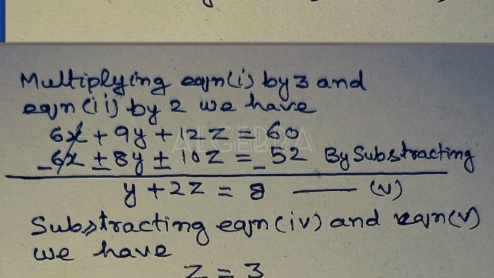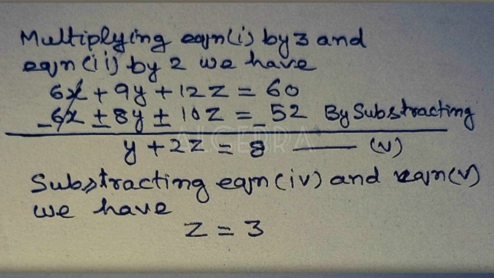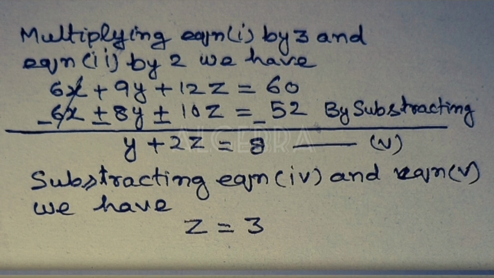Multiplying equation 1 by 3 and equation 2 by 2, we have 6x + 9y + 12z = 60 and 6x + 8y + 10z = 52. By subtracting, y + 2z = 8, equation 5. Subtracting equation 4 from equation 5, we have z = 3.